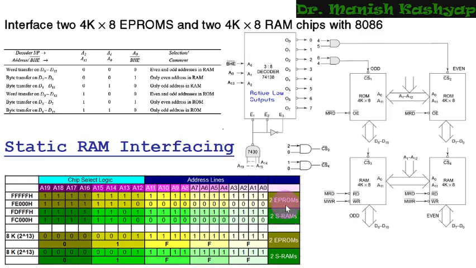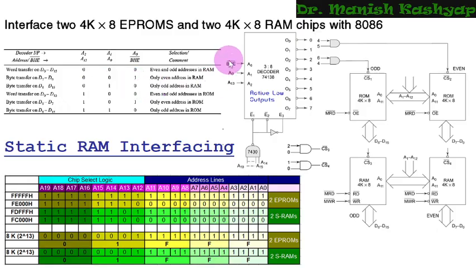So we have got here 0, 0, 0. So even and odd address in RAM should be active. And that's what we have also confirmed from our understanding, right? Similarly, you can see this 0, 1, 0. Let's use this combination 0, 1, 0 here, right?